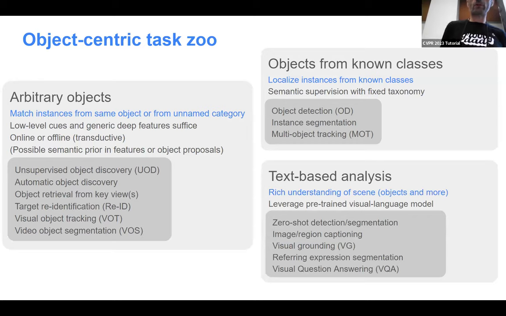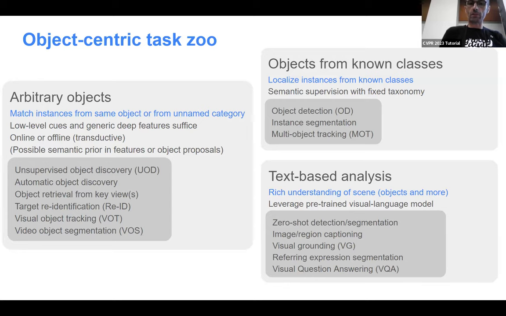And of course, things are moving fast in the community, and now you have all what you can do with freeform or text-based analysis, where it goes beyond objects. Here, it's really about scene understanding at large, but with objects being important there, trying to understand in an open way scenes using pre-trained visual language models.